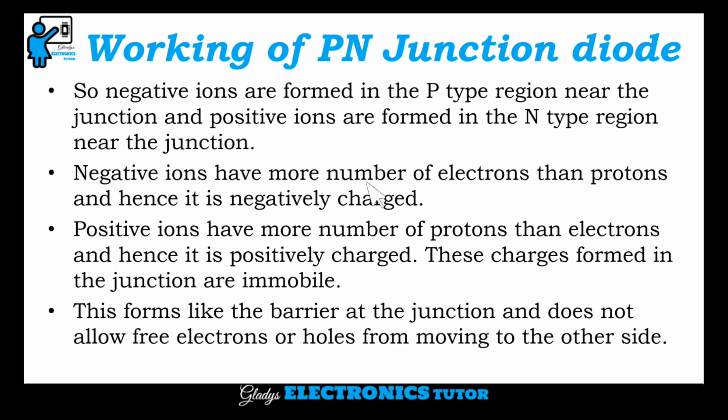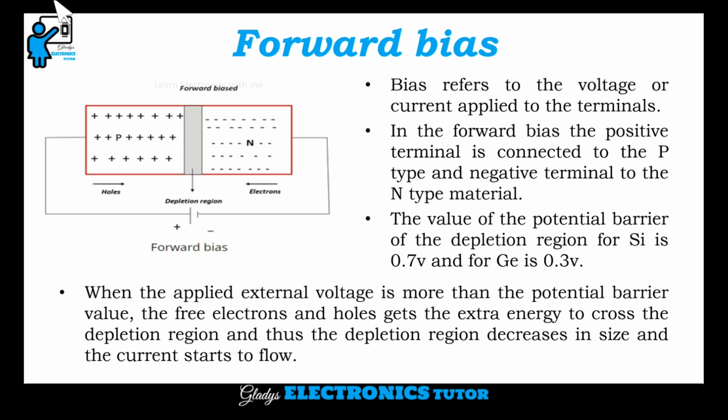Negative ions have more electrons than protons, and hence are negatively charged. Positive ions have more protons than electrons, hence are positively charged. These charges formed in the junction are immobile. This forms a barrier at the junction and does not allow free electrons or holes to move to the other side.